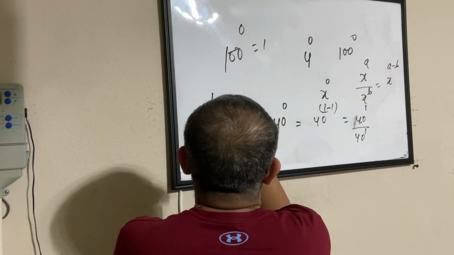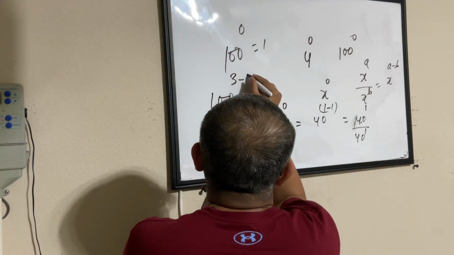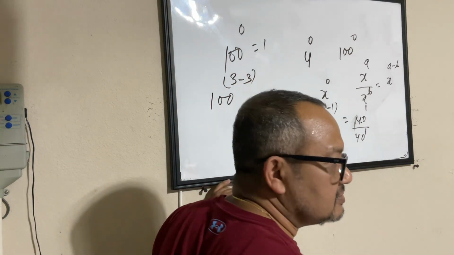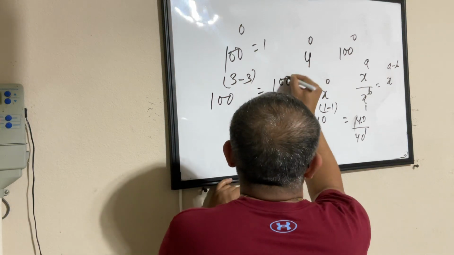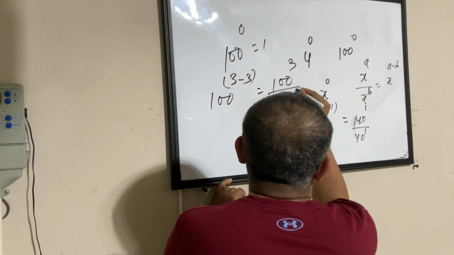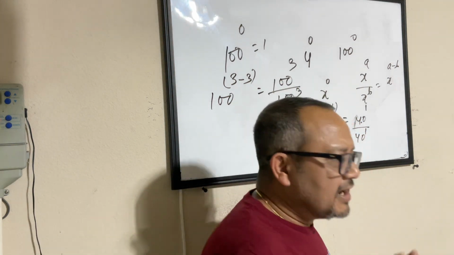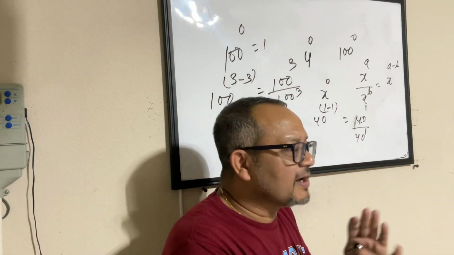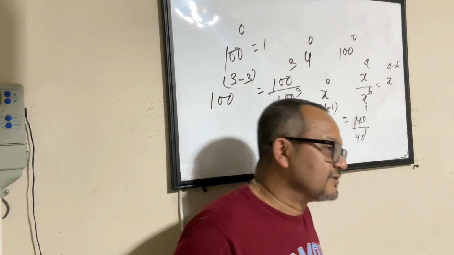I'll say, okay, 100 to the power 0, I can say 0 is 3 minus 3. That means 100 to the power 3 divided by 100 to the power 3. Nothing very tricky. It was a fun element of it, okay? So we all have seen, yes.